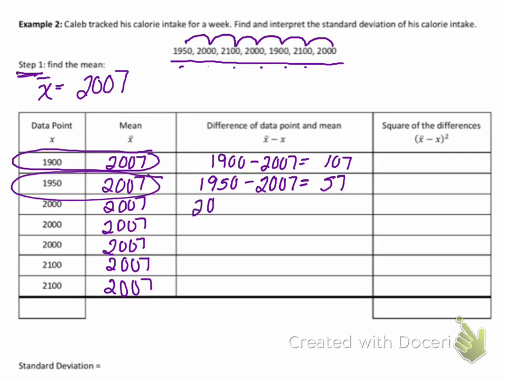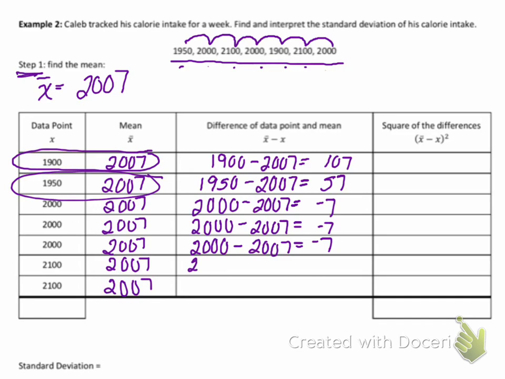Then I'll do 2,000 minus 2007. That gives me -7. Then I'll do, again, 2,000 minus 2007, and I'll get -7 again. You guys can kind of see where this is simple, just maybe a little time consuming. Then 2,100 minus 2007 gives me -93. And I'll do it one more time, knowing that it'll give me -93.